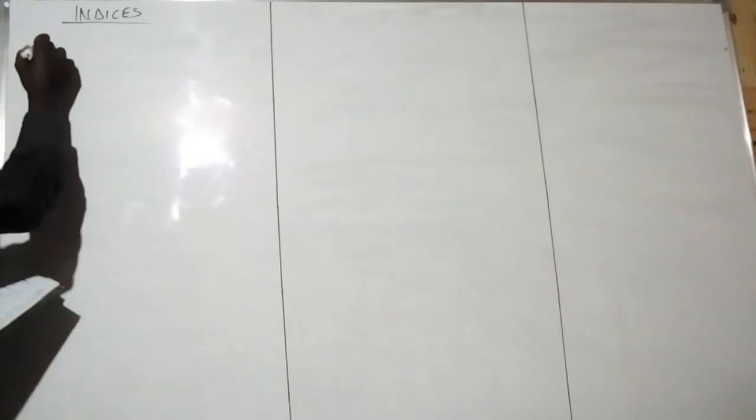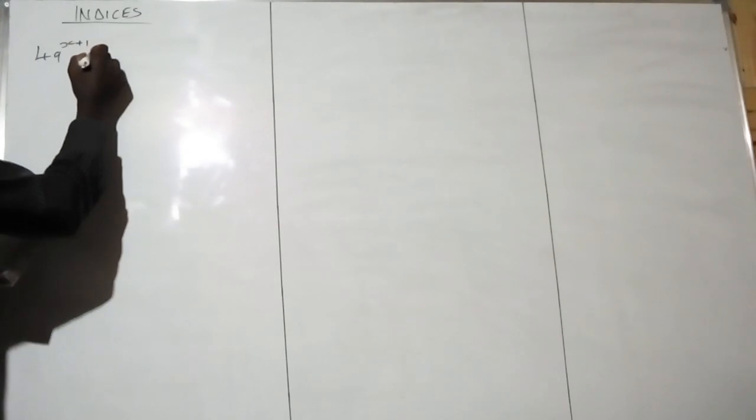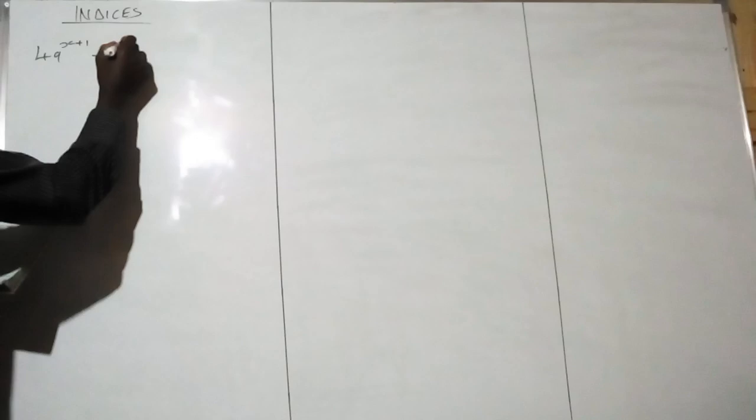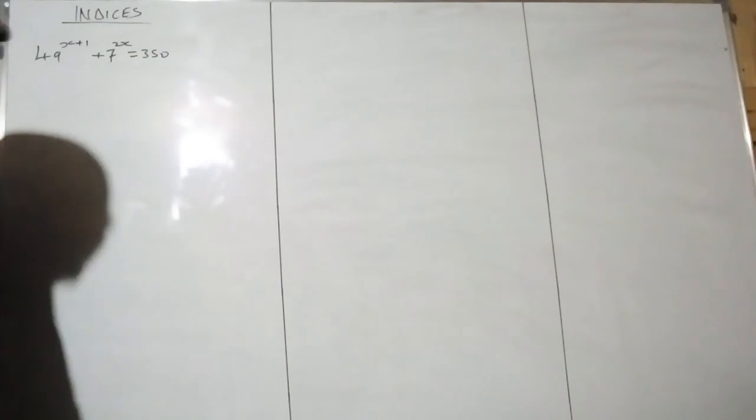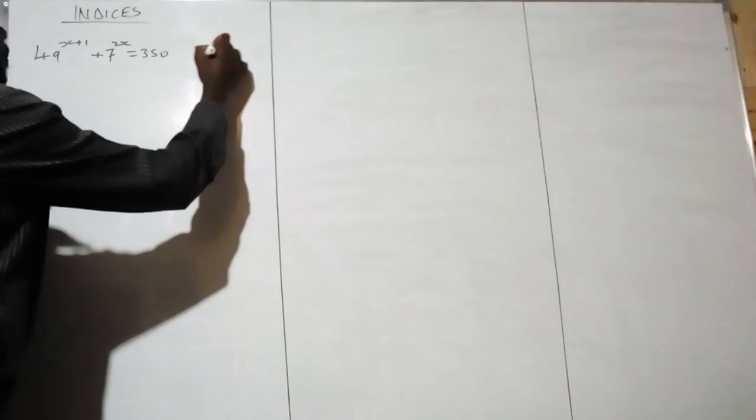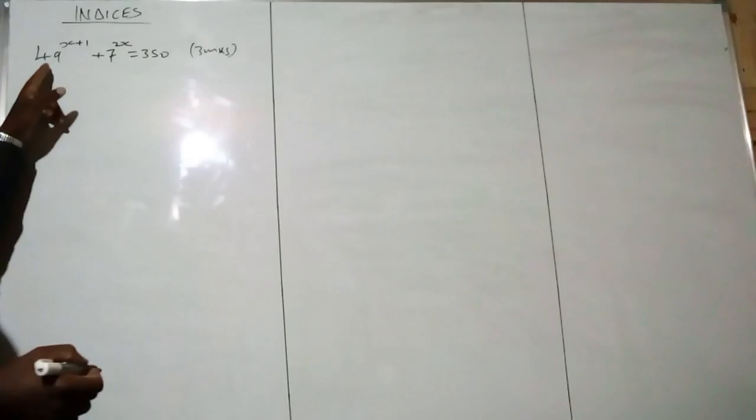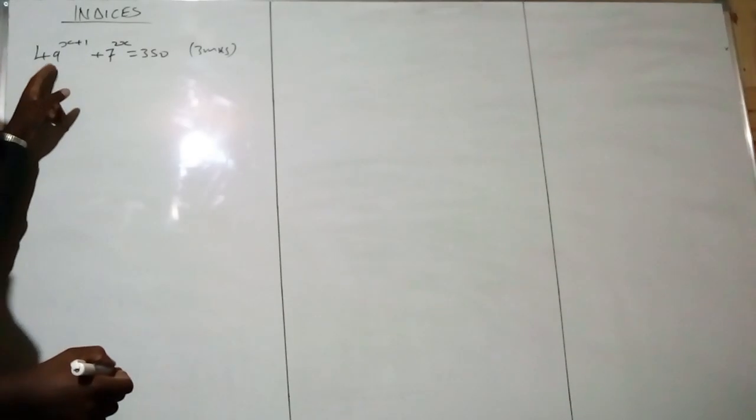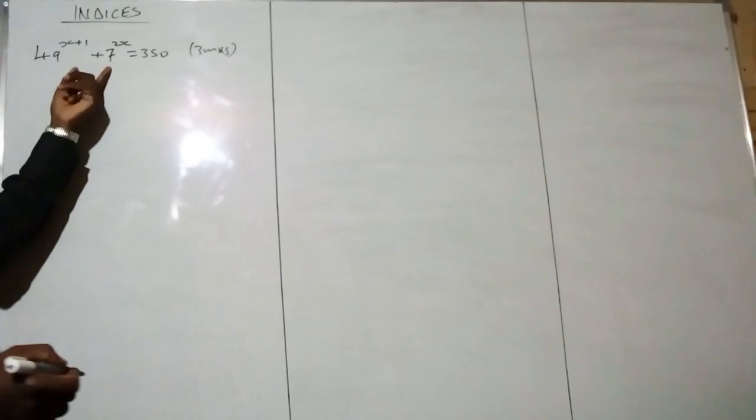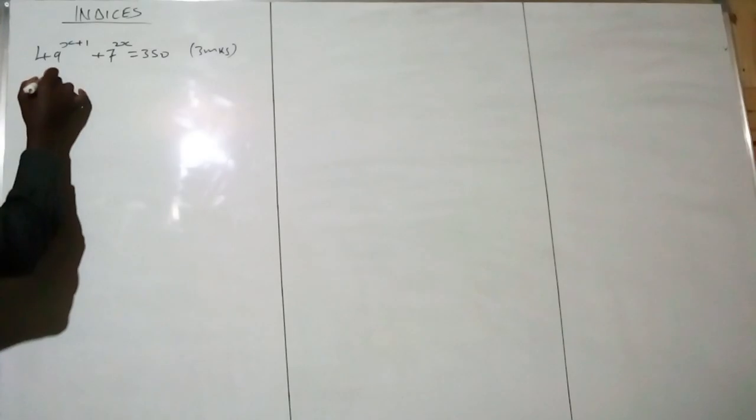I've been told that 49^(x+1) plus 7^(2x) is equals to 350, and this carries 3 marks. What you are going to do on our left hand side, you can express 49 to be 7, so that on your left hand side you can have base 7 uniform. 49 is the same as 7 raised power 2. Then here we have the power as x plus 1.